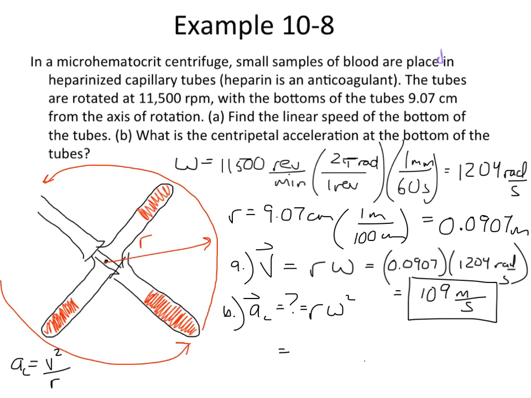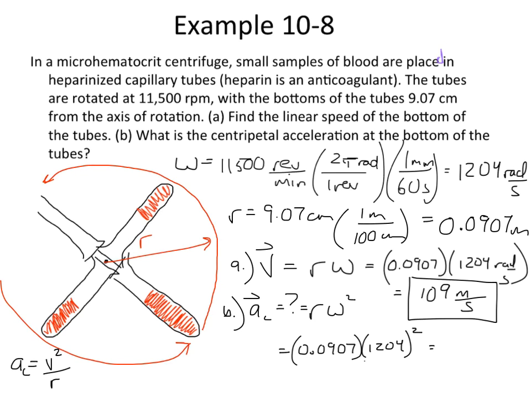So let's just put our values in and see what we get. Once again, our radius is 0.0907 meters, and our angular velocity is 1,204 radians per second. I'm going to leave the units out just because. But remember, it has to be squared, right? That's going to make a big difference. So hopefully these things are pretty well built, because there's going to be a huge centripetal acceleration applied on the blood at the very bottoms of the tubes right there.